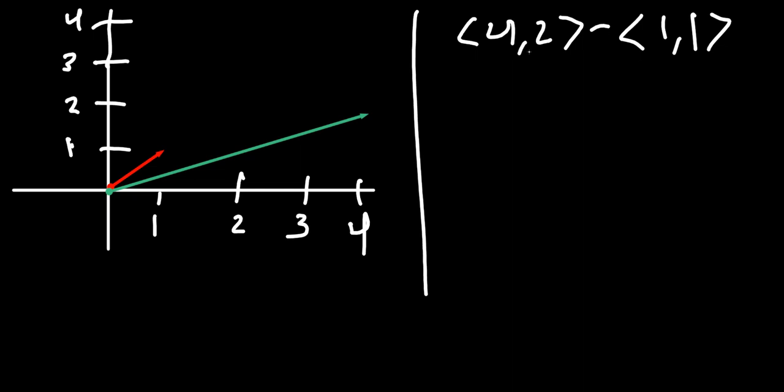So we're just going to subtract the parts. The x part of the first minus the x part of the second is just going to be 3. The y component of this one minus the y component of the other one is going to be 1. So this is (3, 1). That's going to be the vector that is the subtraction of the two. Now let's graphically see how that is going to happen.